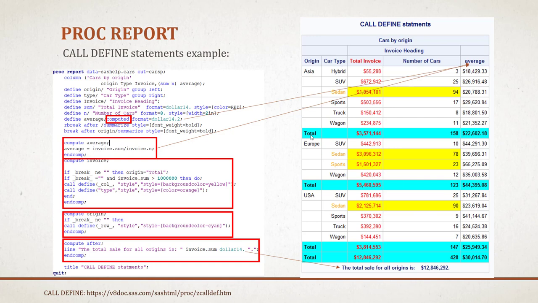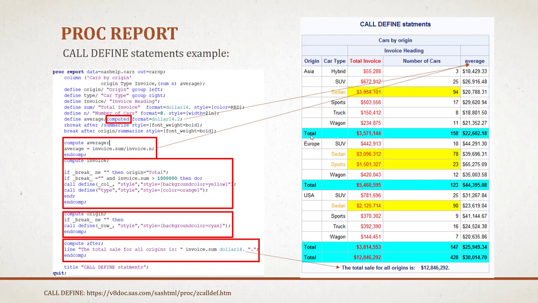In the second one, we use type as the column ID. A variable name with quotation marks can help to identify the column. We still use style as the attribute name, but use orange color as the value. The call define statement in the third compute block uses _row_ as the column ID. This means we selected all columns here to apply the attribute. So we can see we changed the background color for the whole row here.